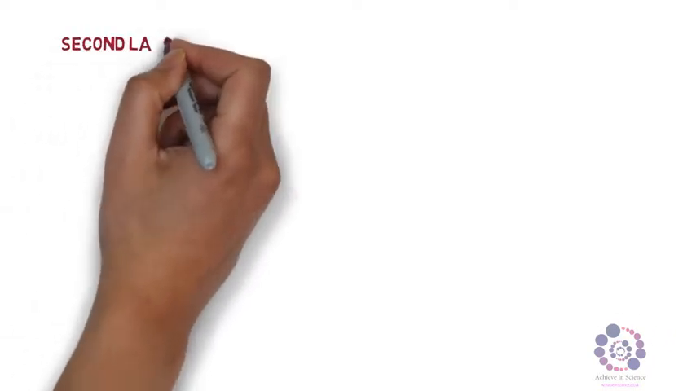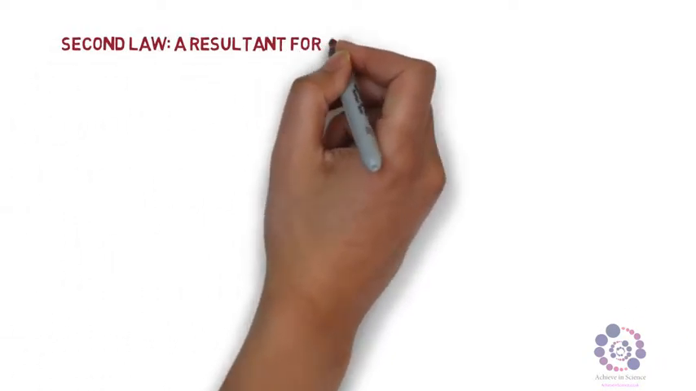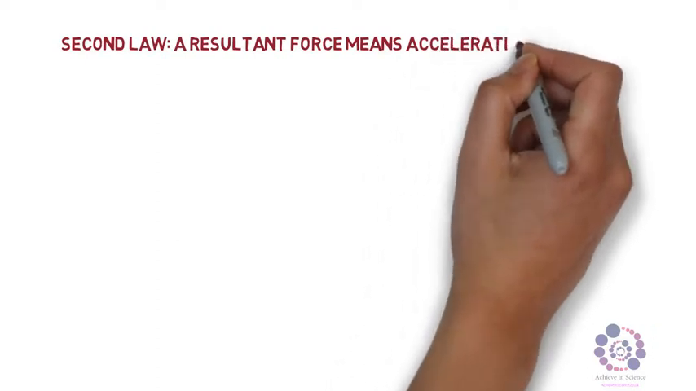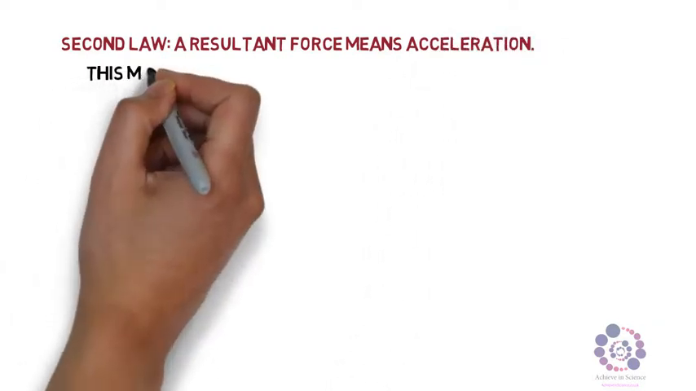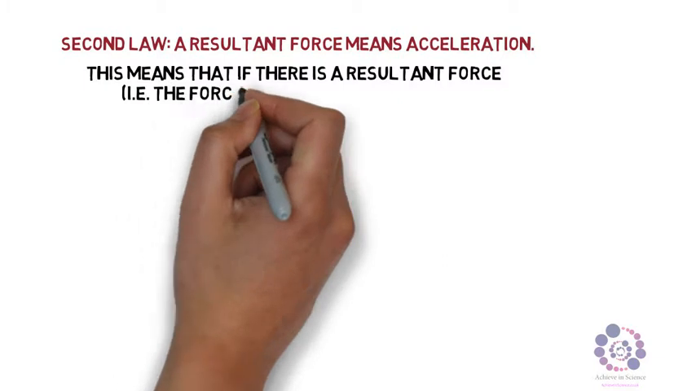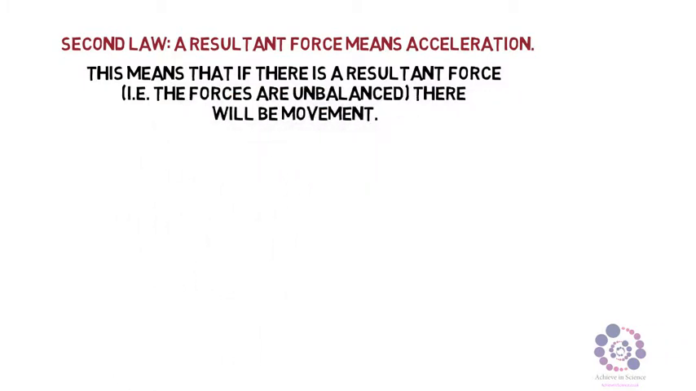This video is going to go through Newton's second law of motion. So Newton's second law states that a resultant force means acceleration. This means that if there is a resultant force, i.e. the forces are unbalanced, there will be movement.